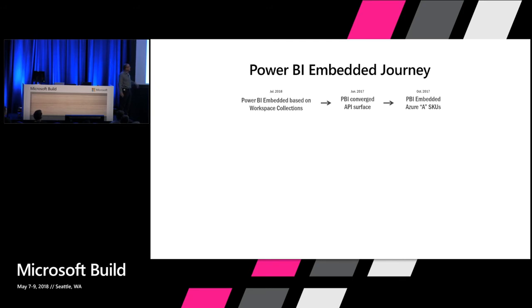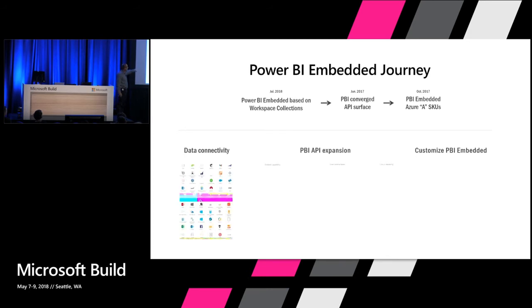We introduced the Converged API service back in June, a bit after Build last year. Then we added the Azure ISVs, which is, again, a resource in Azure. Power BI Embedded is a new resource in Azure, available since October. That's where we were last year. We had two data connections for Power BI Embedded, not Power BI, but Power BI Embedded. Today we're supporting all the Power BI data connections, so there are more than 70 connectors today.